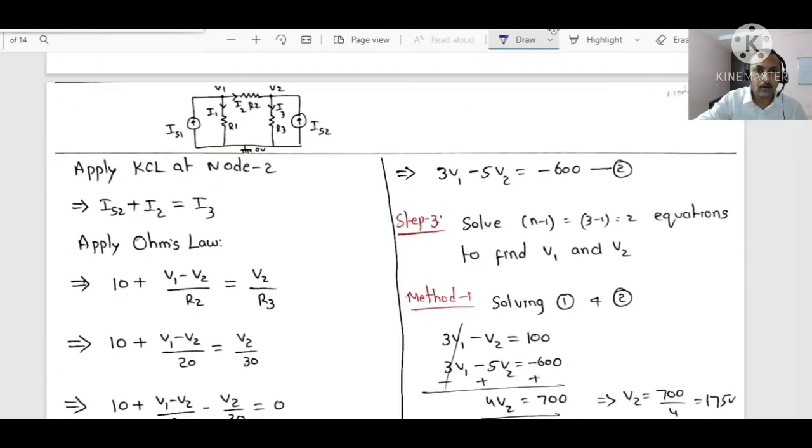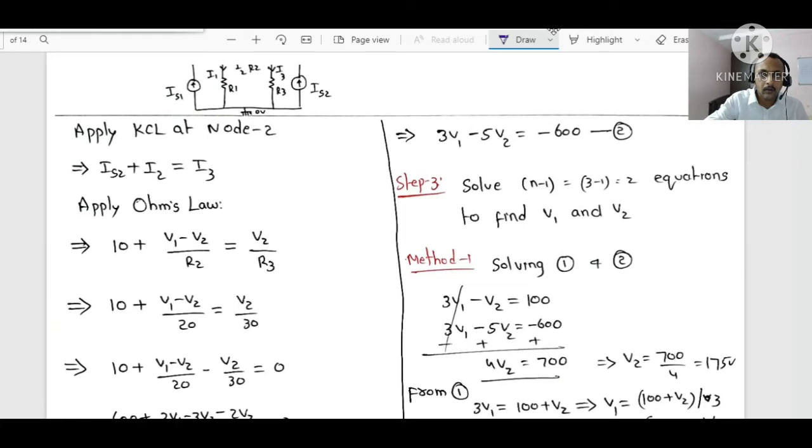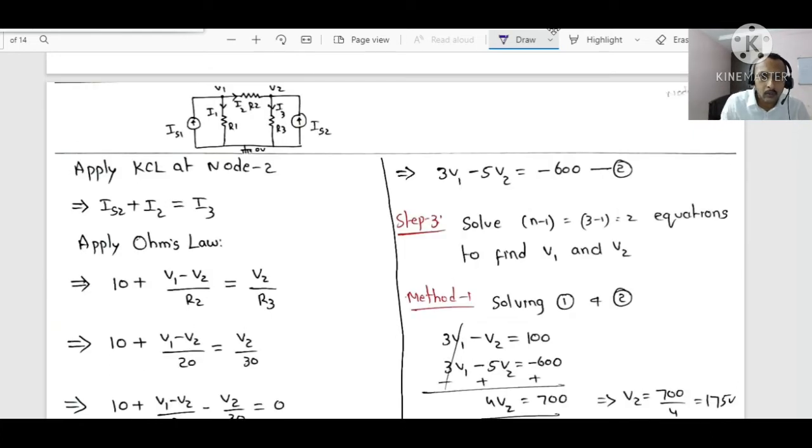Now let me redraw the circuit. Now I have to apply KCL at node 2, the second node. The entering current IS2 is entering like this. I2 is also entering, but I3 is leaving. So IS2, the second source current, plus I2 equals I3.